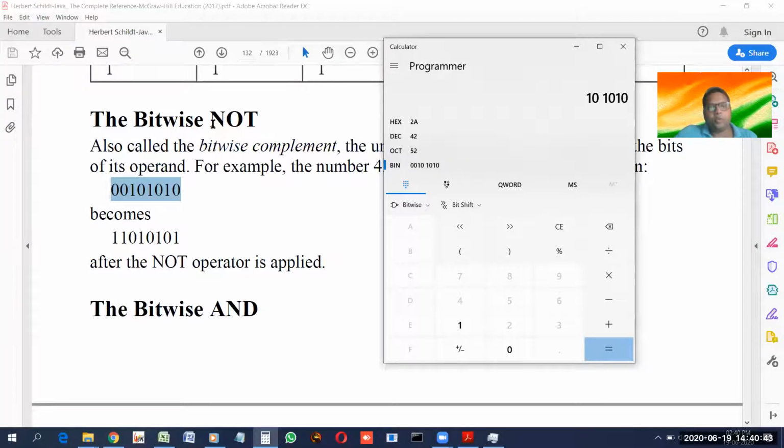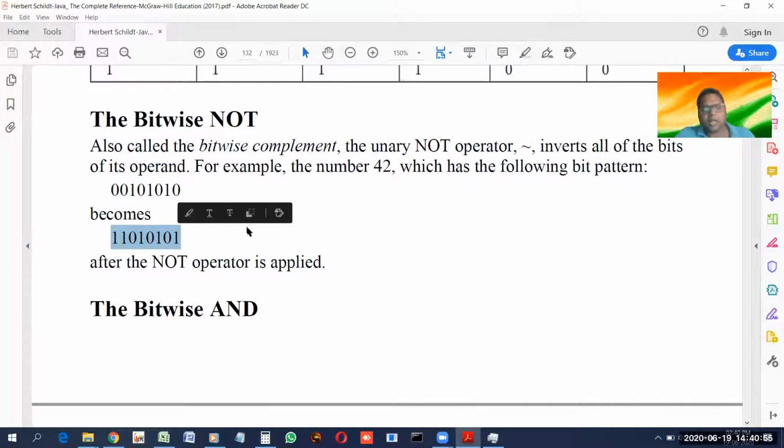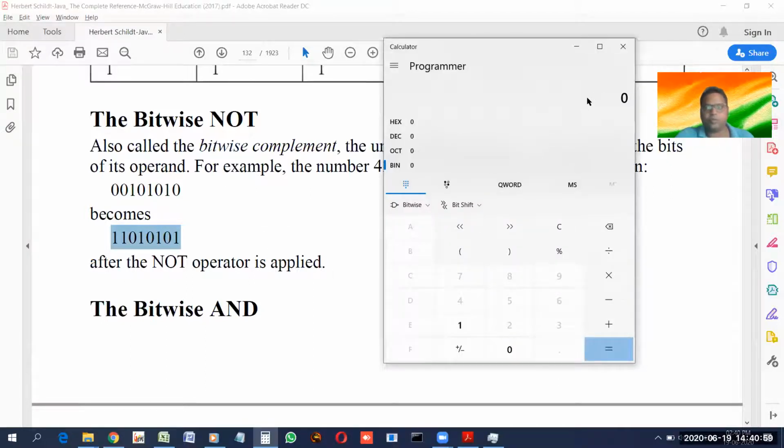Now, if we use a bitwise NOT operator, then see what will happen. All the 0s will become 1 and all the 1s will become 0. This is the new thing. Now, let us find what this new number is. If you want to find it, then select binary and type 11010101.